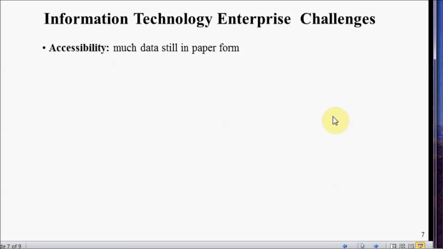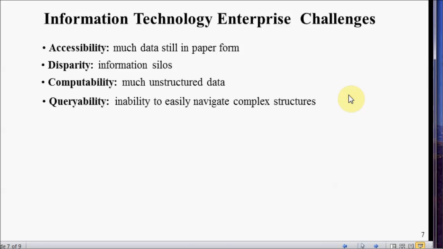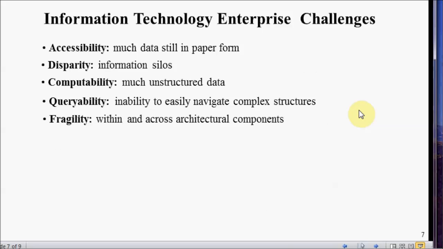First of all, there is the notion of accessibility. It turns out much data today is still in paper form. A second challenge, disparity. Information today oftentimes resides in what are called silos. A third challenge, computability. Much data today is still in an unstructured form. A fourth challenge, queryability. If you have structured data, the technology today is such that it is very difficult to navigate complex structures. Another challenge, one of fragility.